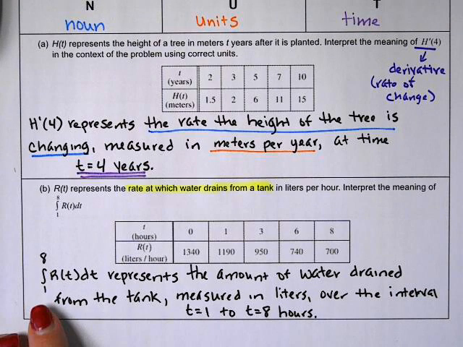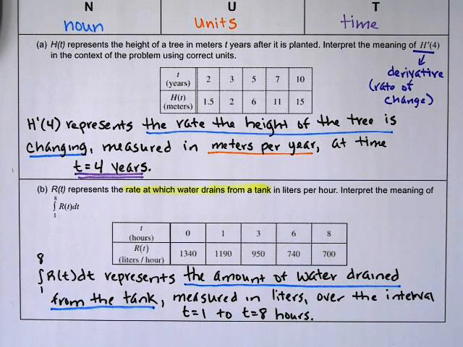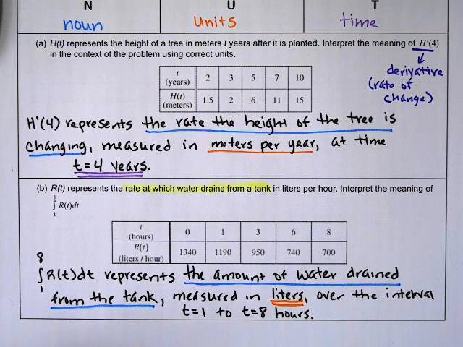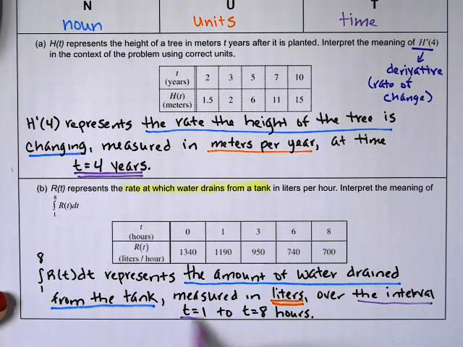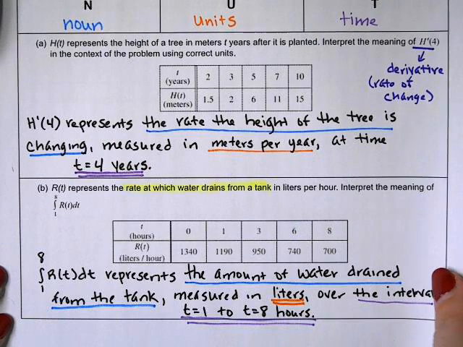So the integral from 1 to 8 of R of t dt represents, here's your noun, the amount of water drained from the tank. What are we measuring it in? We're measuring it in liters. And again, you can manipulate the stuff there and actually find the area and see that the liters work out. And then when are we doing it? Well, this one is an integral, which means the time is over an interval. And it's from t equals 1 to t equals 8 hours. So it's always got these three pieces to your explanation. Again, if you need to pause the video to copy down the sentences, you need to do that because this should be part of your notes.